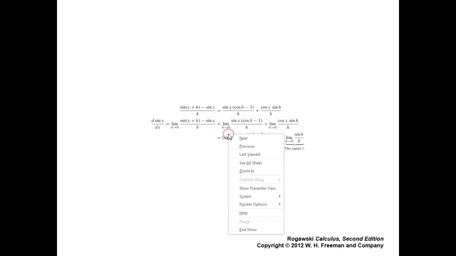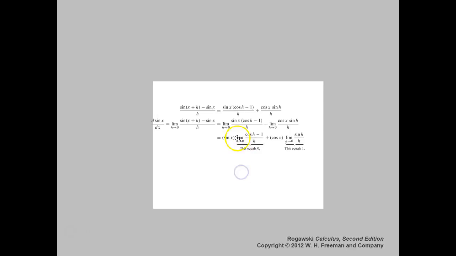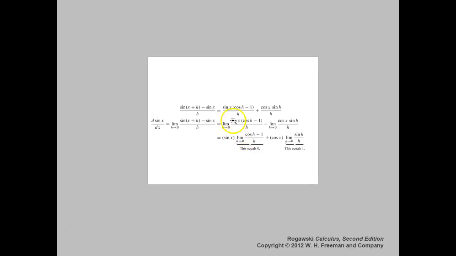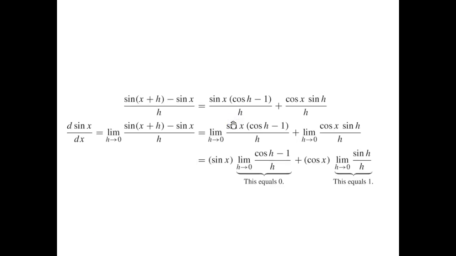Oh, they do. Look, I'm sorry. They show a whole bunch of it. I thought they were just going to show the last line of it. So they start with, they lift off the limit for now. Sine of x plus h minus sine of x, this would be sine of x cosine h.